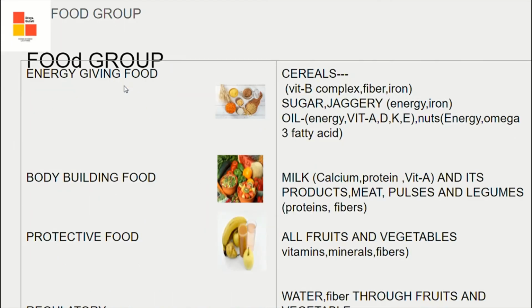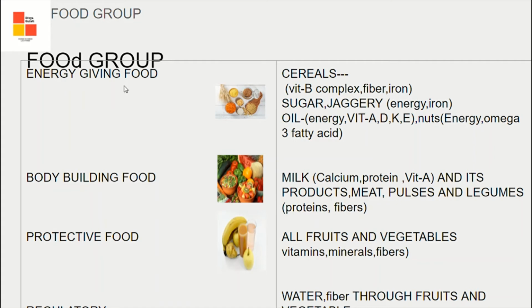Let's talk about the various food groups. Energy giving food is there. This includes cereals like wheat, rice, jowar, bajra. This helps in giving us vitamin B complex, fiber and iron.